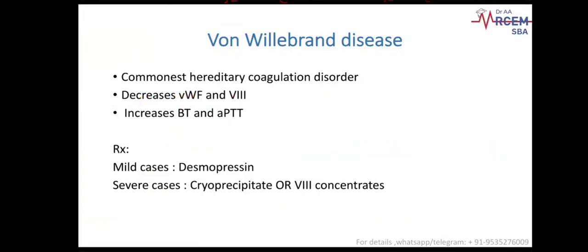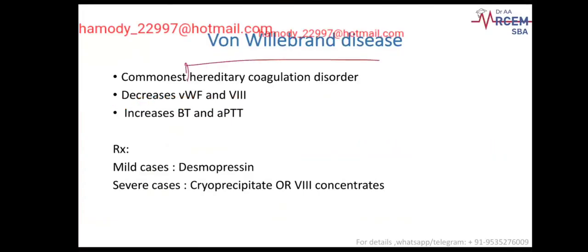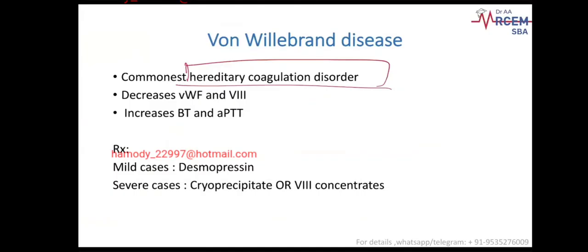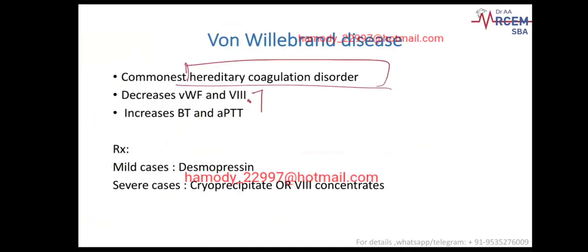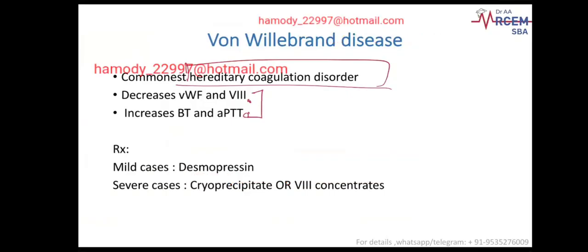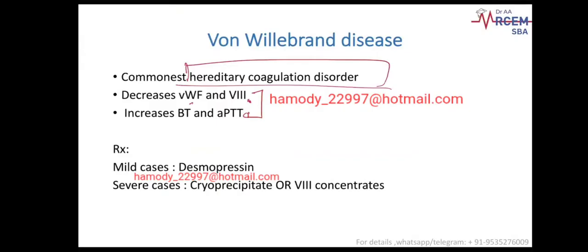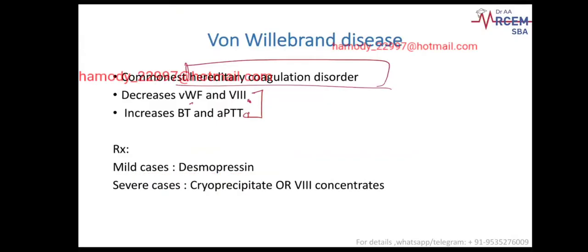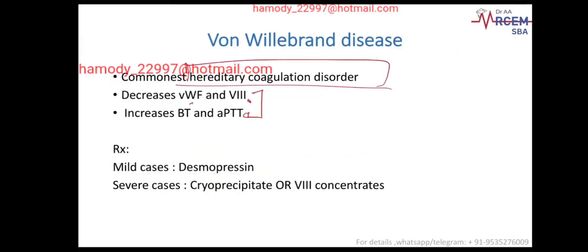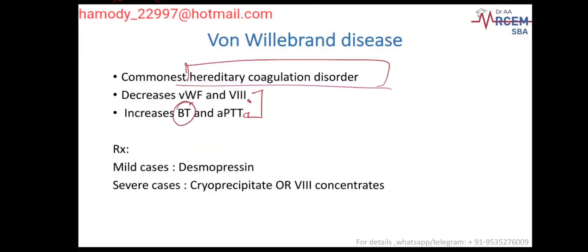Von Willebrand disease is one of the commonest hereditary coagulation disorders you will come across. This disease has a deficiency of factor 8, which is involved in the intrinsic pathway. That's why APTT will be prolonged. Along with it, there will be a decrease in von Willebrand factor, which is required for platelet aggregation. So that's why the bleeding time will be prolonged.